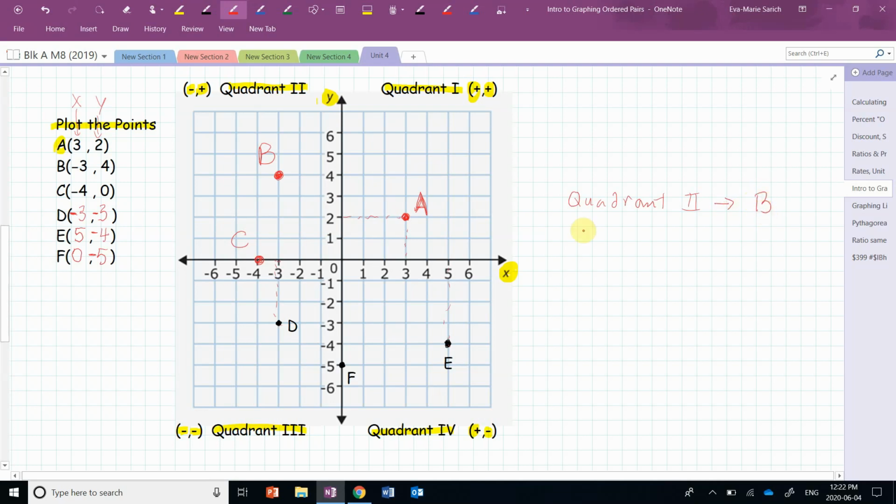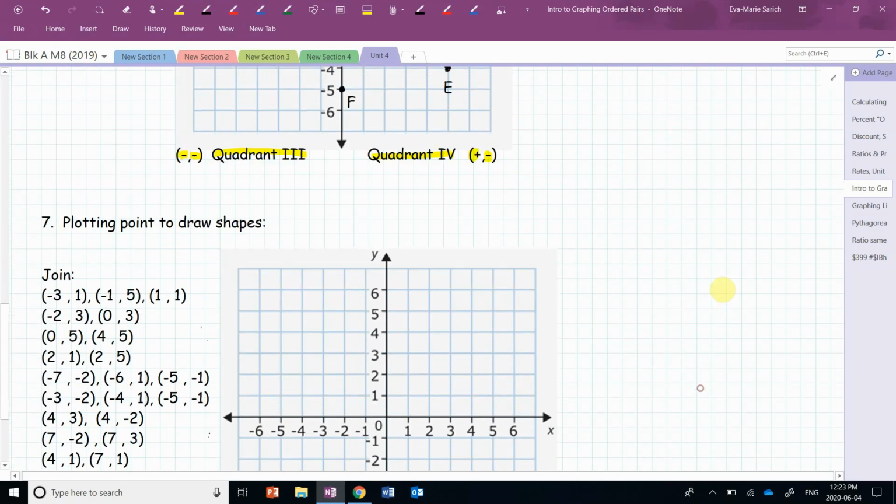The points that are in quadrant 4, so that's IV, down here is only point E. Okay? So anything on the axis is not considered part of the quadrant. So F is on the y-axis, C is on the x-axis, A is in quadrant 1, B is in quadrant 2, D is in quadrant 3, and E is in quadrant 4.